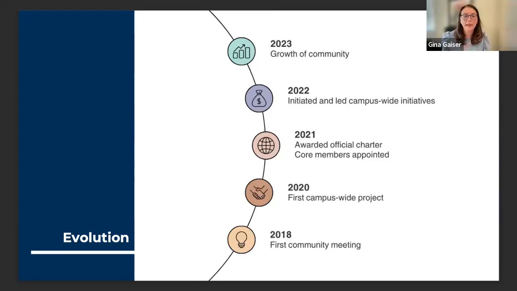In 2021, we became an official campus group under the Education Dean's Council and the Educational Technology Operations Group. So support from certain individuals in leadership who relied on our expertise were the ones that really helped us push that forward. And at that time, core members were appointed from each school and major program. In 2022, the core members of the group worked on several campus-wide initiatives together, which we're going to go into some detail later. And then currently, our community has grown exponentially just this year.